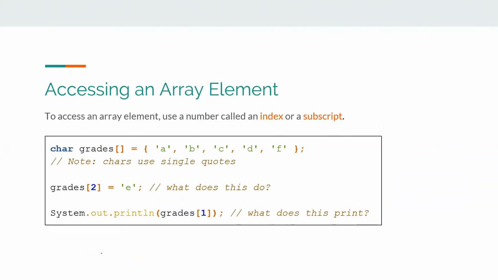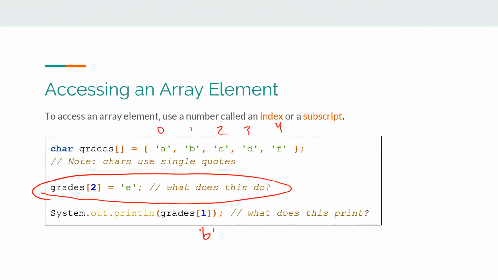You can access an array element at some location in the array. What does this print? What comes out when this runs? The letter B, because arrays start at location 0, right? And grades of 2 equals E, what is the effect of this statement? Yeah, the C is going to be replaced by the letter E, right?